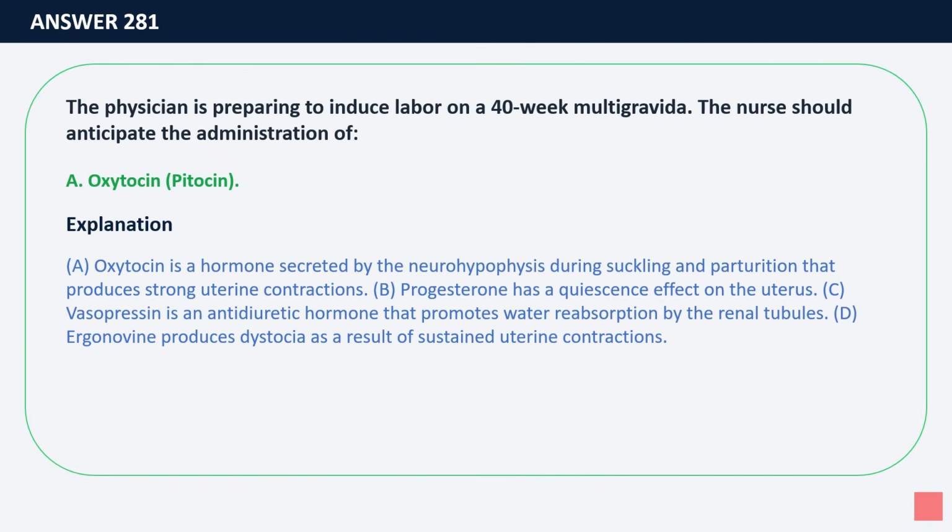Answer: A. Oxytocin, Pitocin. Explanation: A. Oxytocin is a hormone secreted by the neurohypophysis during suckling and parturition that produces strong uterine contractions. B. Progesterone has a quiescence effect on the uterus. C. Vasopressin is an antidiuretic hormone that promotes water reabsorption by the renal tubules. D. Ergonovine produces dystocia as a result of sustained uterine contractions.